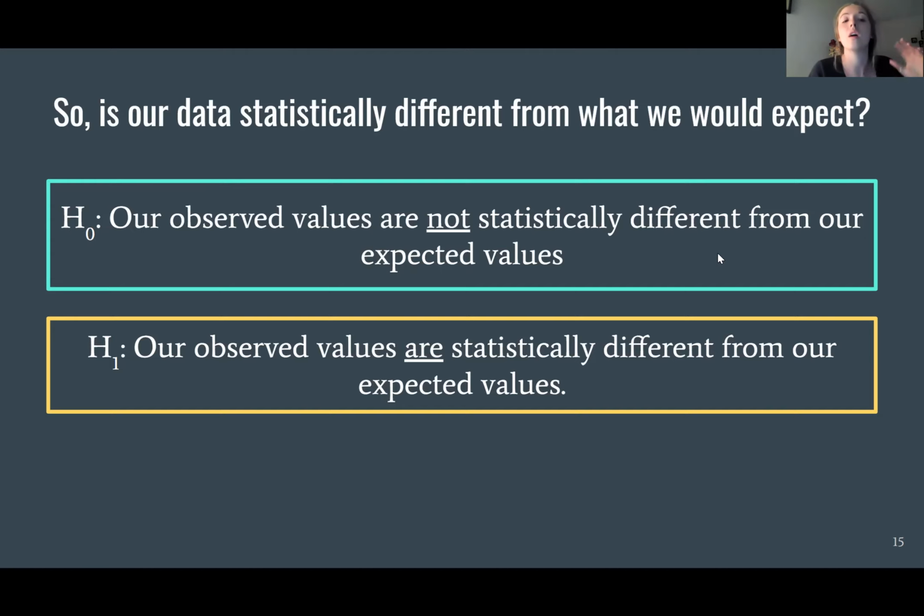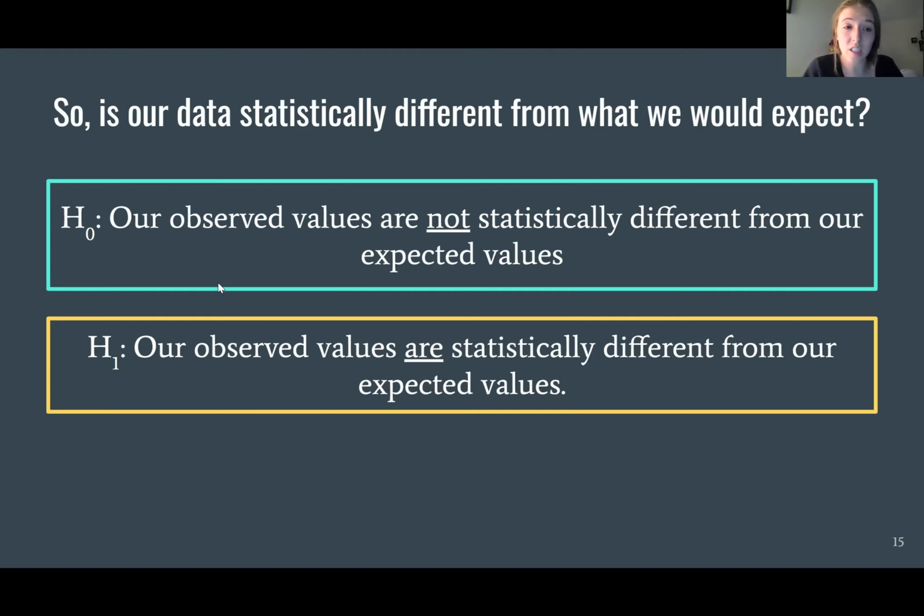You don't want your observed values to be different from your expected values, because that means the inheritance pattern is straight up Mendelian genetics, and it's really simple. If you end up supporting or rejecting the null hypothesis, that's how you talk about rejecting or accepting a hypothesis.